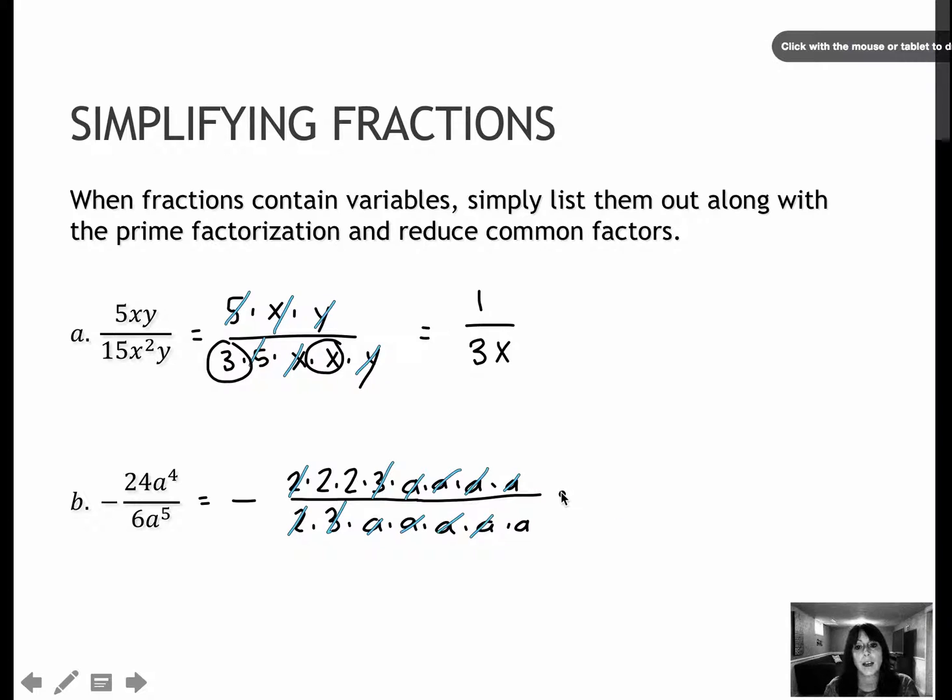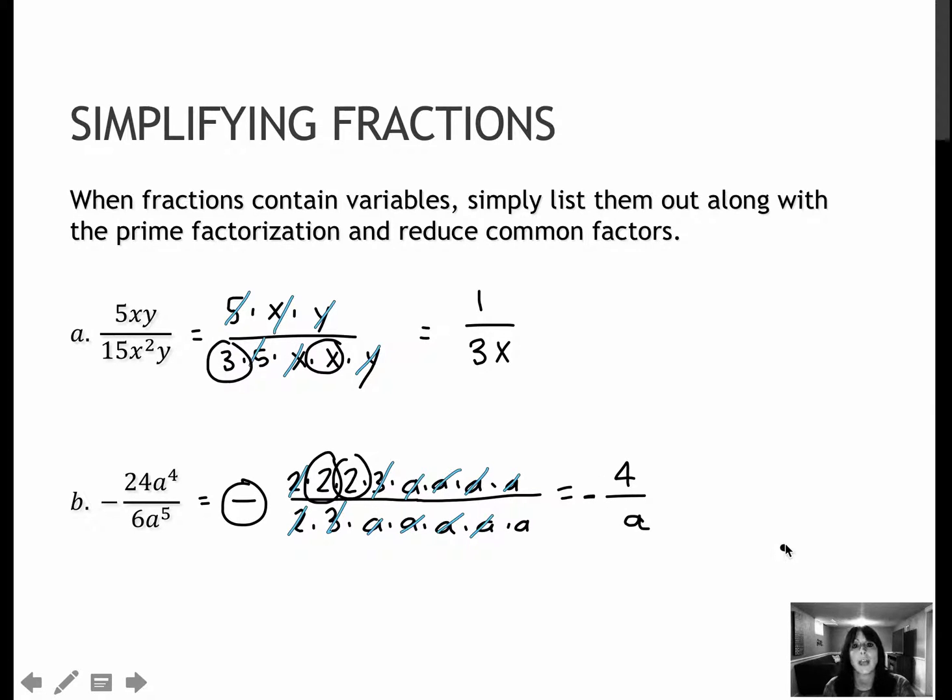And it looks like on the top I'm left with 2 and 2, which is 4. And my denominator is a. And don't forget I had a negative. And so it's negative 4 over a.